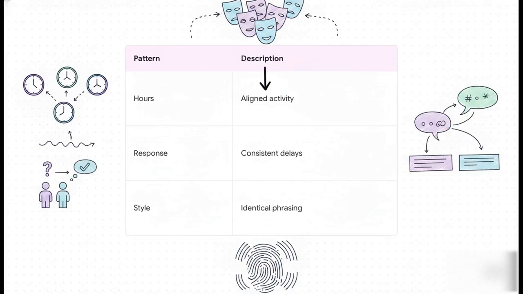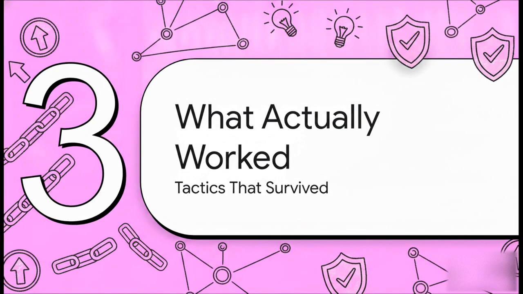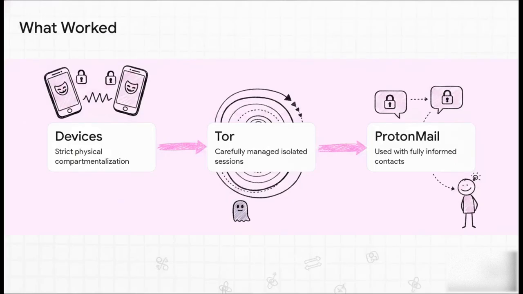All right, let's pivot for a second. Section 3. What actually worked? The tactics that actually survived the 30 days. Out of everything, these 3 steps genuinely succeeded. Step 1. Strict physical device compartmentalization. Keeping completely separate physical devices for anonymous and non-anonymous activity was by far the most reliable barrier.